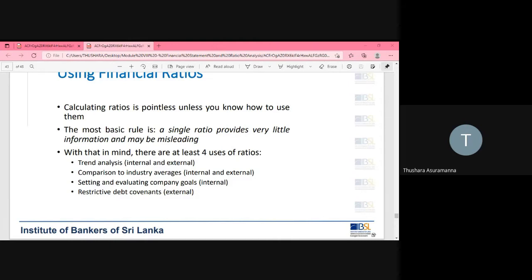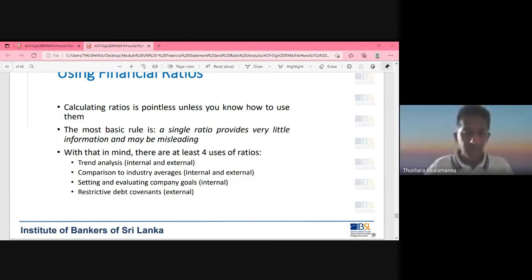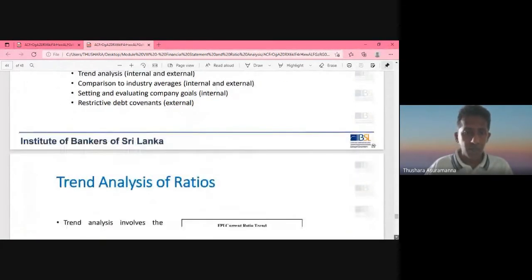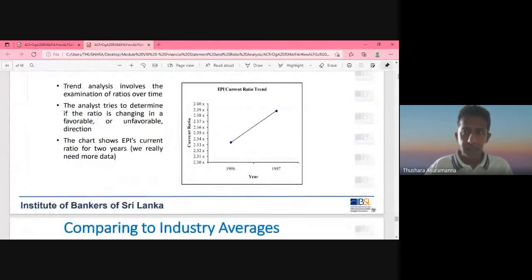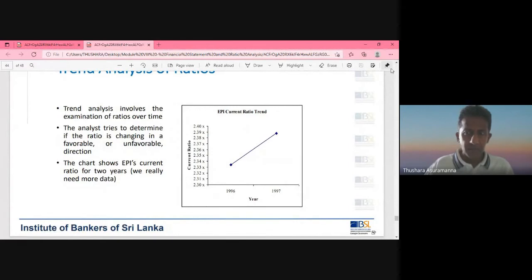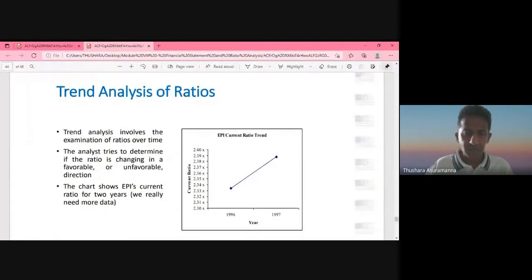When you say trend analysis, internal and external, what is that? Let's see. It involves the examination of ratios over time, right? The analyst tries to determine if the ratio is changing in a favorable or unfavorable direction. The chart shows EPI's current ratio for 2 years. We really need more data.